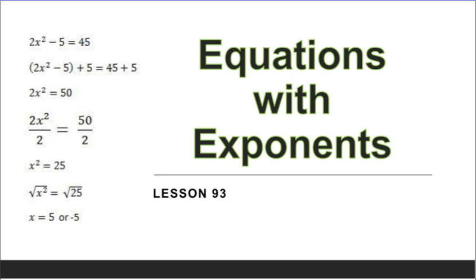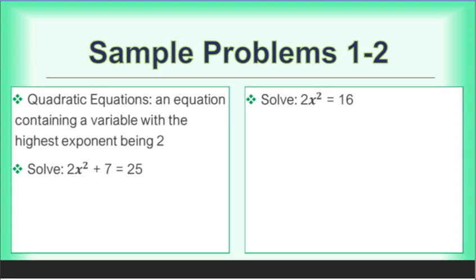Lesson 93, equations with exponents. So our first problems here, we're looking at quadratic equations, just an equation containing a variable with the highest exponent being 2. So we want to solve 2x squared plus 7 equals 25. So our goal is to figure out what does x equal.